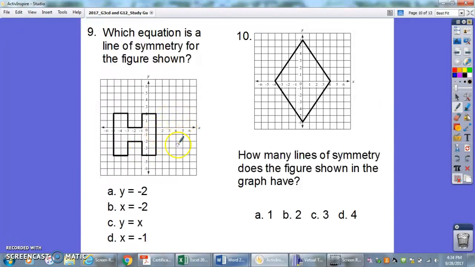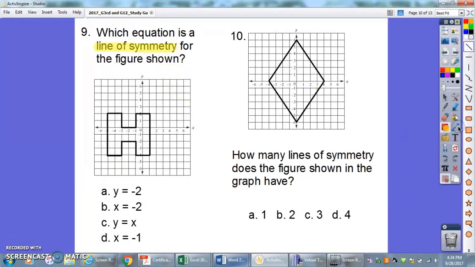So it looks like the letter H, and a line of symmetry just folds it in half perfectly. So it's a line that when you draw it, it folds the figure in half perfectly. And honestly, it looks like there's only 2 ways to fold this. You can fold it horizontally, so down, and then you could fold it vertically this way.